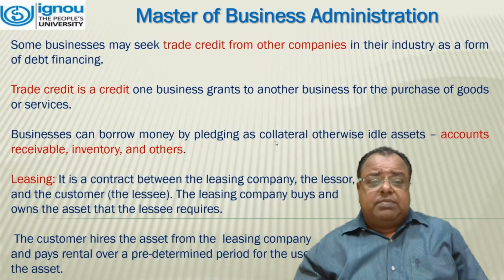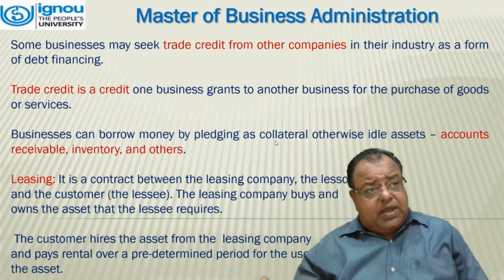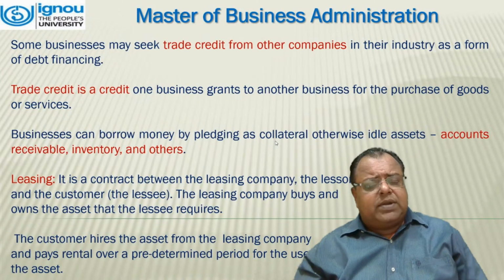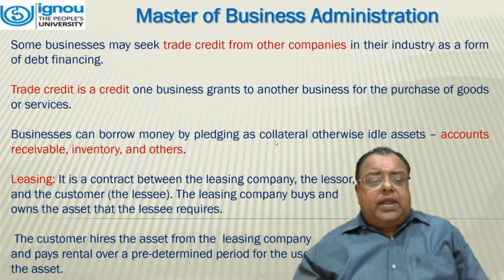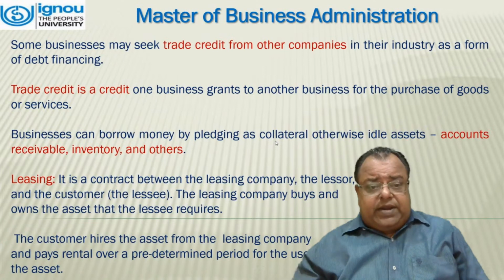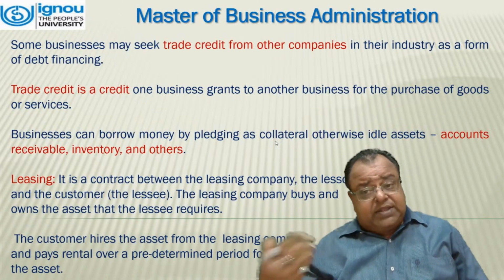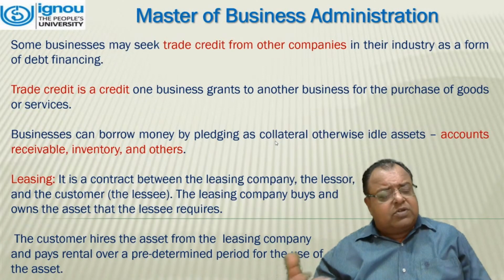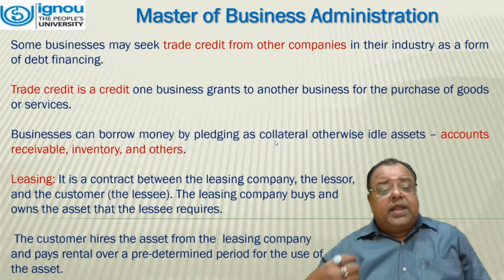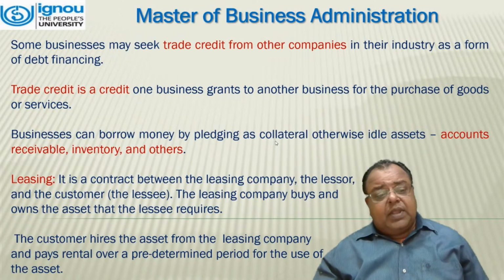Some businesses may seek trade credit from other companies in their industry as a form of debt financing. Trade credit is a credit one business grants to another business for the purchase of goods or services. Businesses can also borrow money by pledging as collateral otherwise idle assets, that is, accounts receivable, inventory, and others.